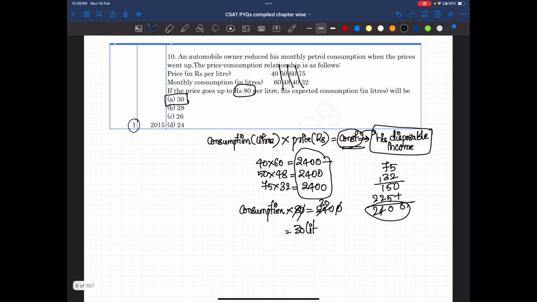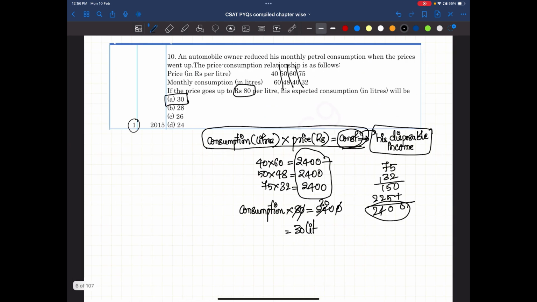But do you really need to solve all these things? No. If you understand that in this question, the consumption into price is constant because it is his budget, it is not changing, you can solve it directly from the question itself. Don't need to put pencil or pen on the paper. Here 40 into 60, it is 2400. You directly divide 2400 by 80, it will come 30.